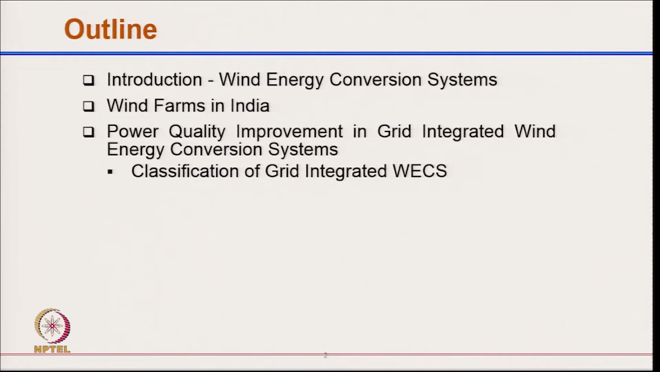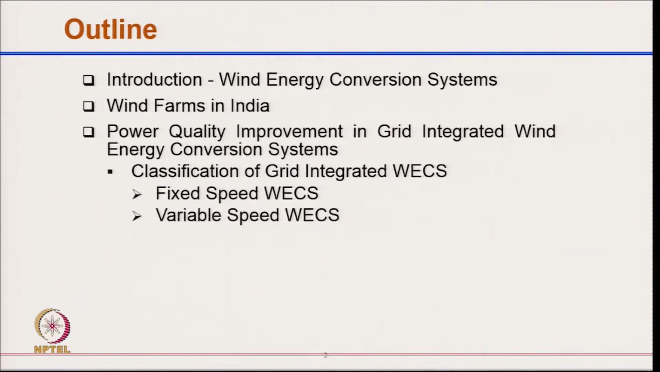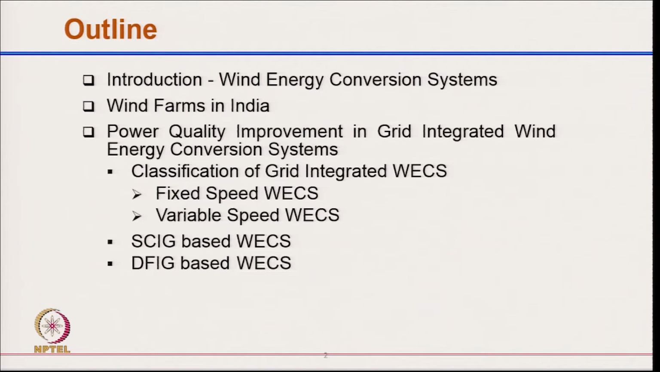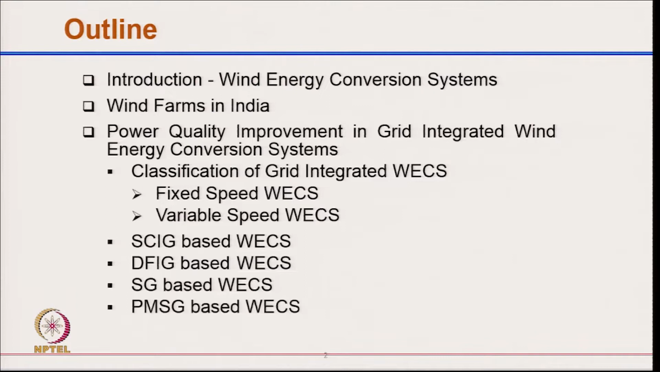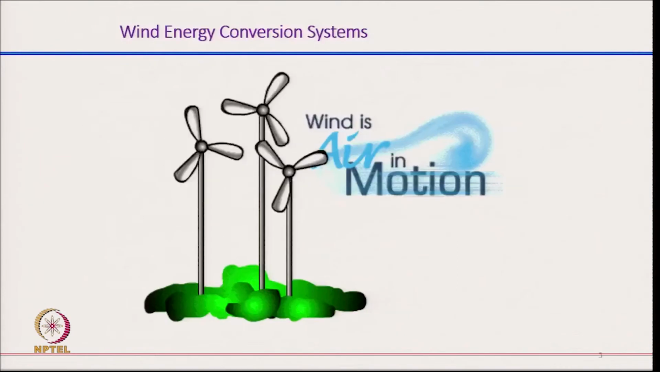Then we will talk about classification of grid integrated wind energy conversion system, in which we will talk about fixed speed wind energy conversion system and variable speed wind energy conversion system. Then we will talk about squirrel cage induction generator based wind energy conversion system, then doubly fed induction generator based wind energy conversion system and synchronous generator based wind energy conversion system, and then permanent synchronous generator based wind energy conversion system, and then synchronous reluctance machine based wind energy conversion system.